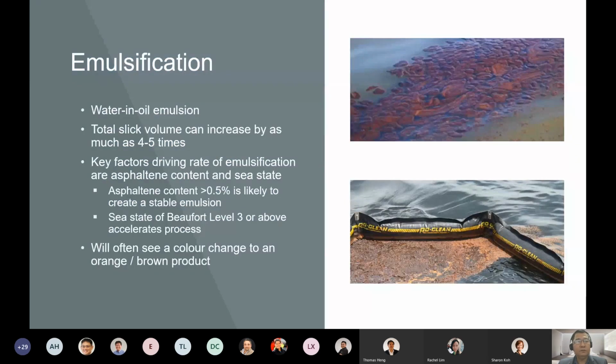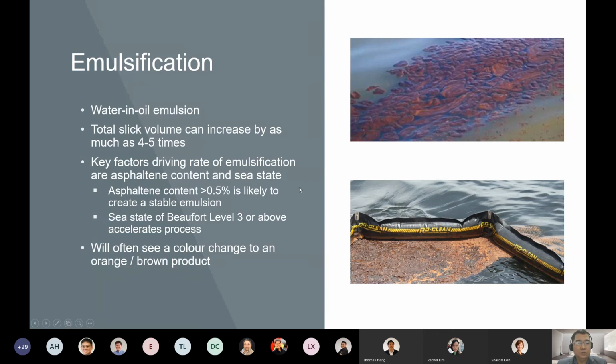Emulsification. What is emulsification? It is the water and oil mixing with each other. When this happens, the total volume of the spill could actually increase by as much as 4 to 5 times. And the key factors driving this emulsification, as we mentioned earlier, are the asphaltene content of the oil and also the sea state.